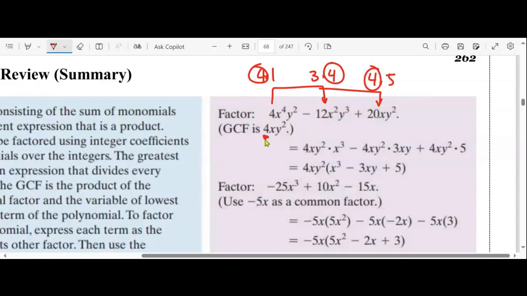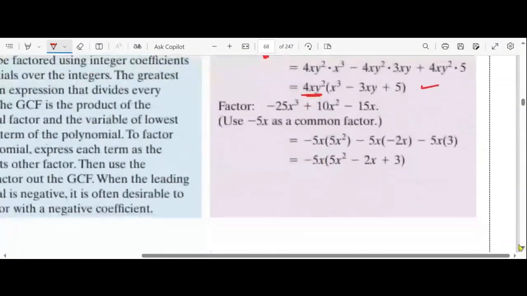So we take 4. What about x? We take the lowest power. Which one is the lowest power for x? X to the power 1. Very good. And what about y? Take the lowest power: y squared. Okay? Clear? So we take this outside and then you divide each one of them by 4xy squared. So you get x cubed minus 3xy plus 5. That's your answer. Next one, here.